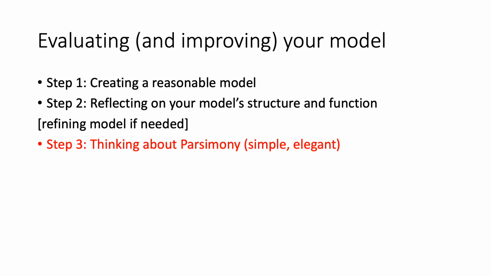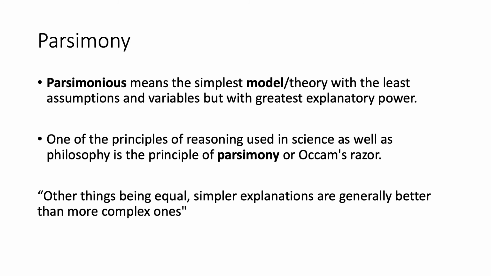So now that we've talked about steps 1 and 2, we want to think a little bit about step 3, which is thinking about parsimony. So what is parsimony? Parsimonious means the simplest model or theory with the least assumptions and variables, but with the greatest explanatory power. One of the principles of reasoning used in science as well as philosophy is the principle of parsimony, or Occam's razor. Other things being equal, simpler explanations are generally better than more complex ones.